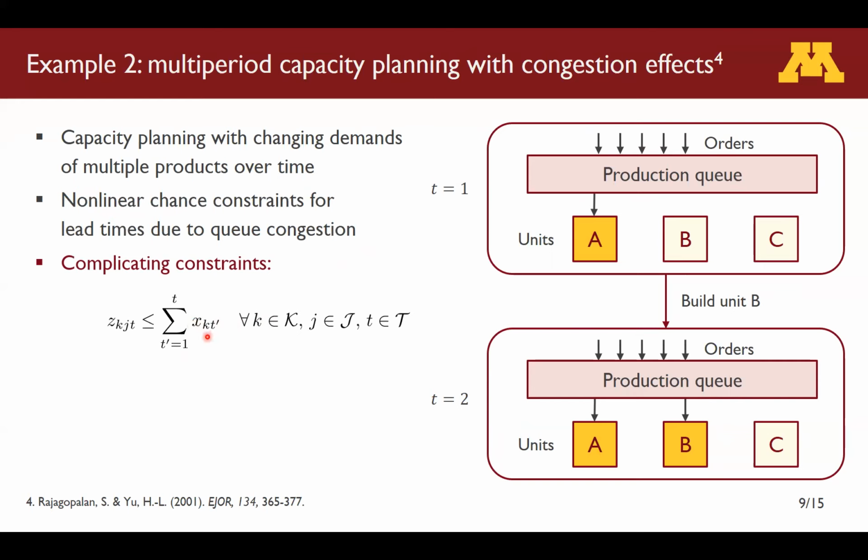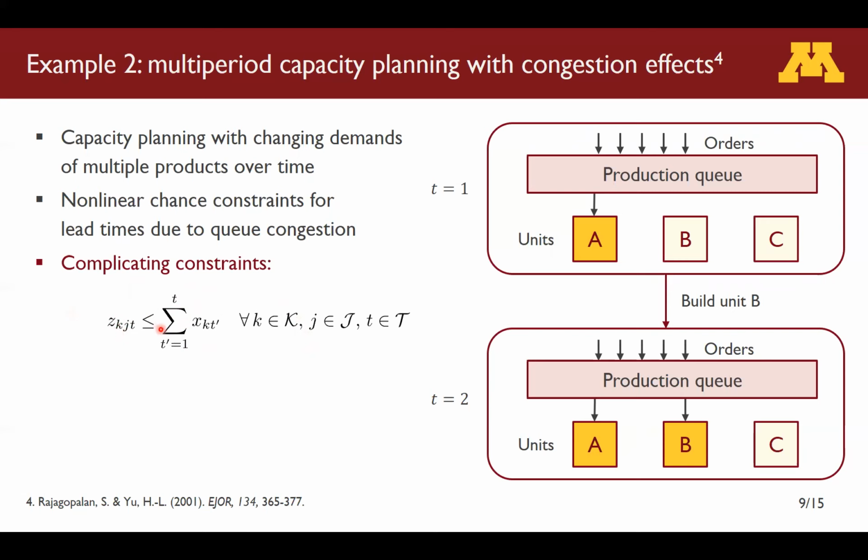We have this variable xkt, which is a binary variable. It is 1 if unit k is installed in time period t. So the sum here, from t prime from 1 to t, essentially tells me if a unit k is available in time period t. If it is, then z can be non-zero, which is the amount of product j that we produce. Now, this isn't the structure that we need, because the z variables are variables that will appear in the subproblems. They're continuous, and they're also in the complicating constraints.